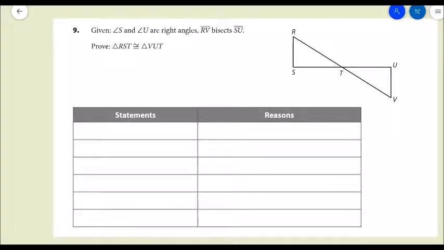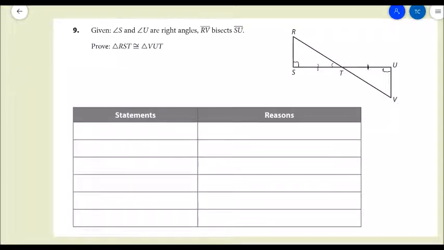angle. So I know right away, because they tell me, that S and U are right angles. So there's an angle right there. There's a right angle, and there's another right angle. All right, now it says that RV bisects SU, which means that ST and TU are the same. So I've got angle and side. And now the last thing I need to do here is find the other angles that are corresponding and determine if they're congruent. And they definitely are.